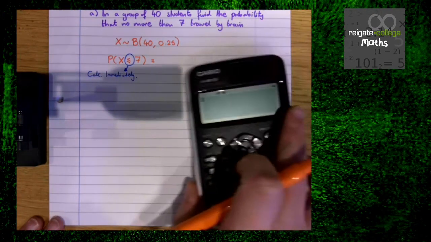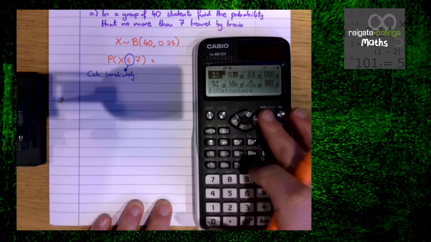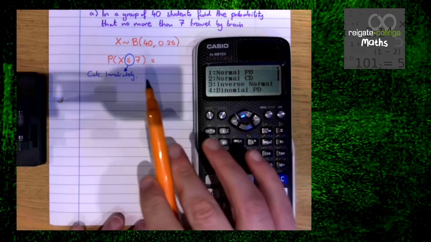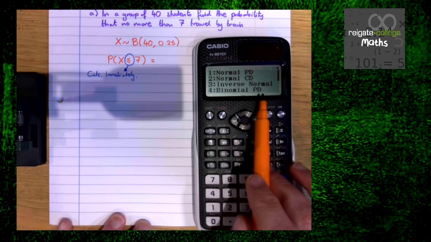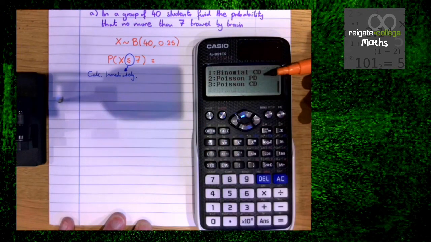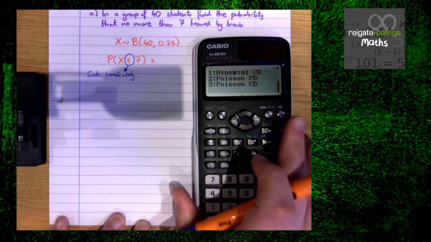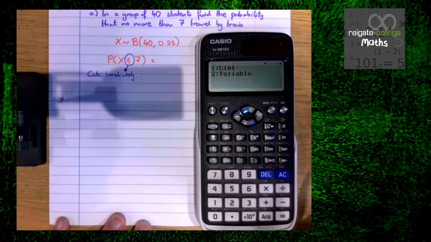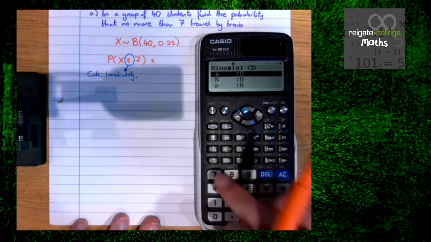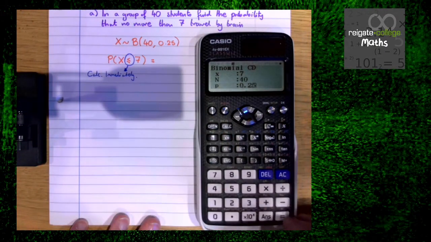So the way we do that is, like in the previous video, we need to press menu, then 7 to go for distribution. Now we do not use binomial PD for this. We need to scroll down until we see binomial CD for cumulative. We choose that, and again we choose variable. In this case, x is 7, n is 40, and p is 0.25.